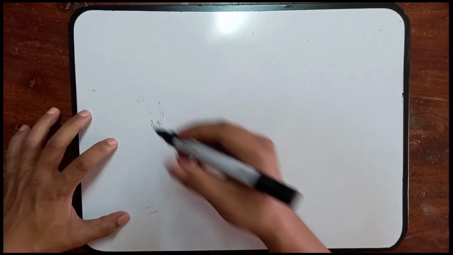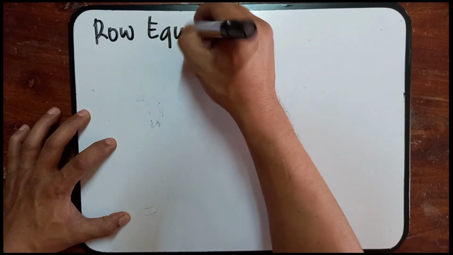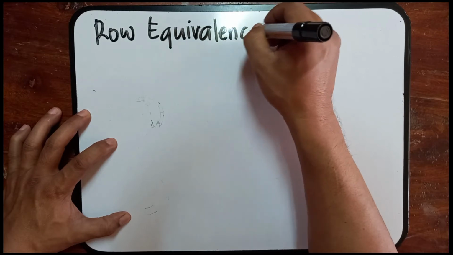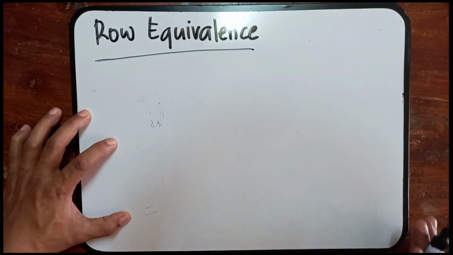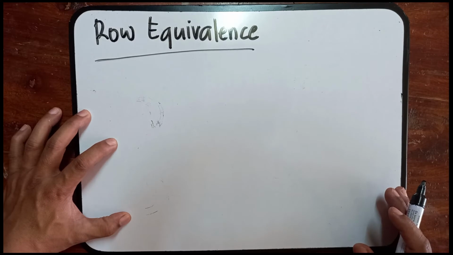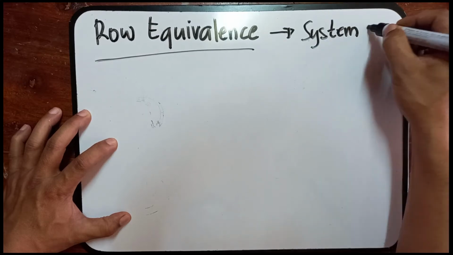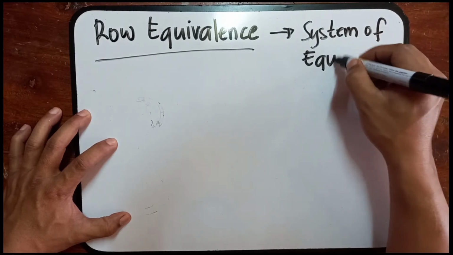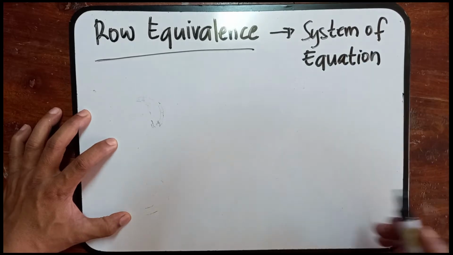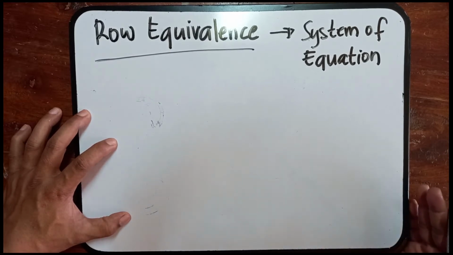Okay, so this time let's talk about row equivalence. Row equivalence has sets of rules that you can use to solve system of equation. So basically, it will point us to system of equation, which will be our later topic after row equivalence. To give you a complete picture of what a row equivalence is, let's have some example.